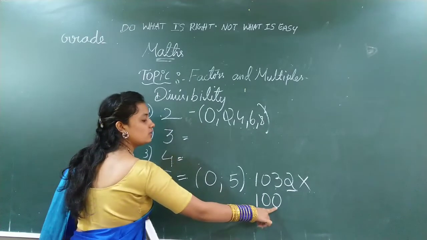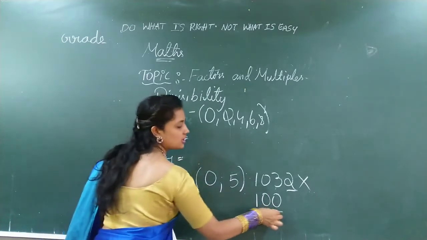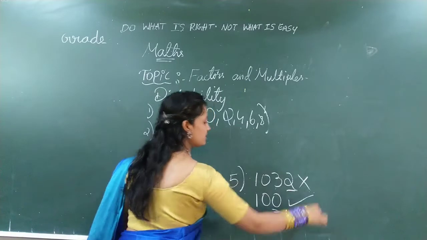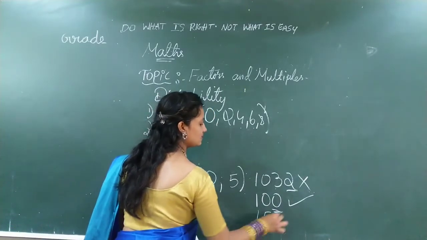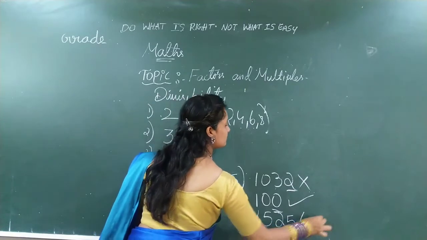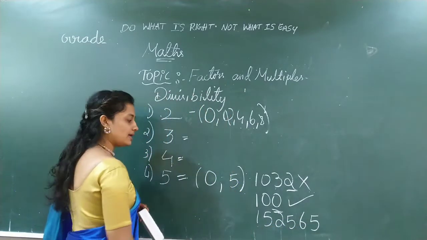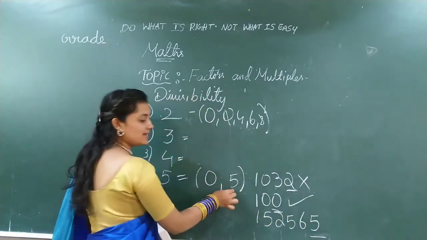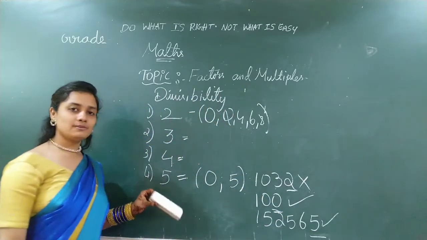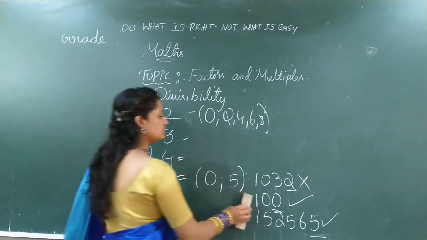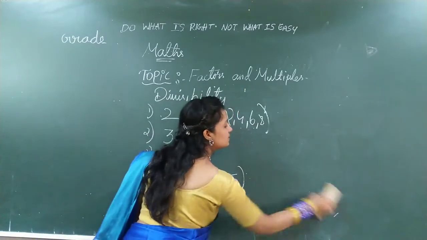You have 0 here in the ones place. 0. So it can be divisible by 5. Yes, it will be divisible by 5. Again you have 5 in this place. Yes, so this also can be divisible by 5. So this is divisibility of 5.